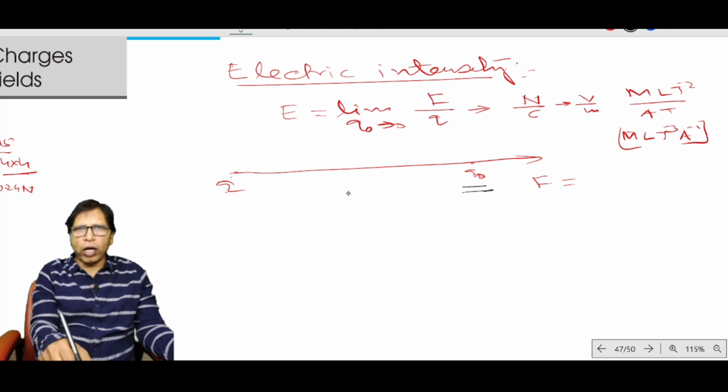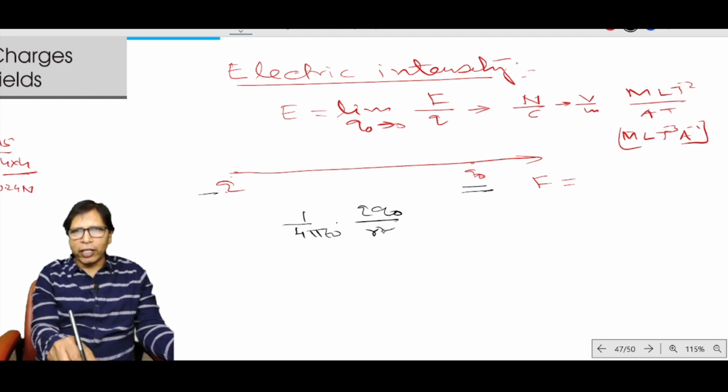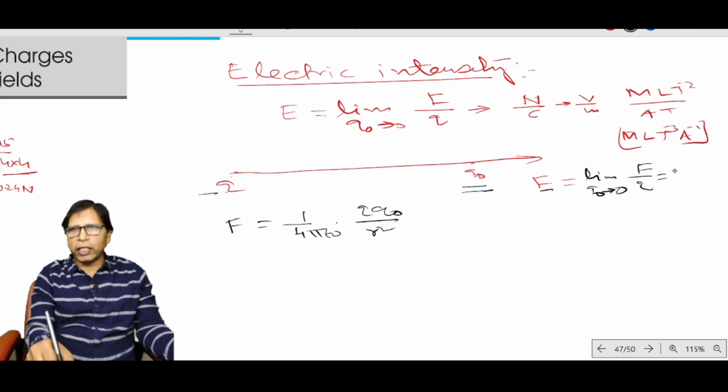Now force on q naught by q equals 1 by 4 pi epsilon naught into q q naught by r square. So electric intensity E equals the limit as q naught tends to 0 of F by q naught. So this becomes q divided by 4 pi epsilon naught r square. We can retain this as kq by r square.